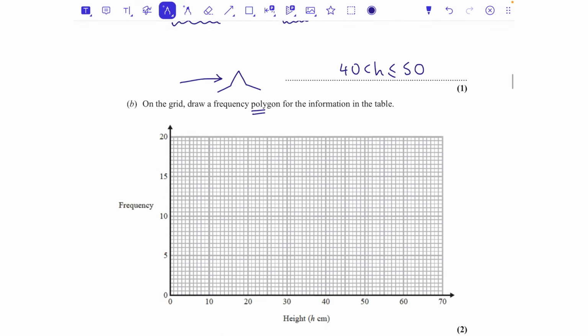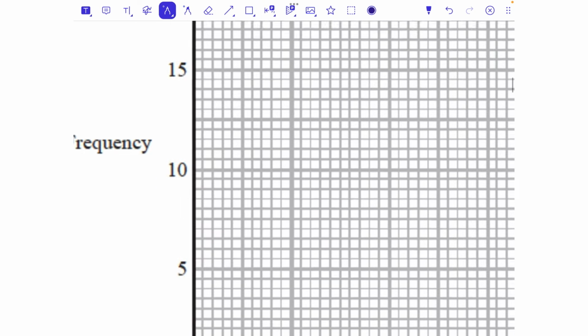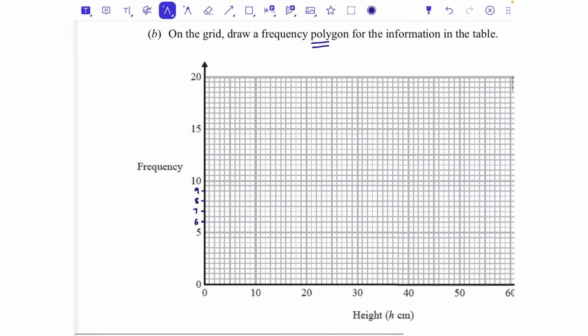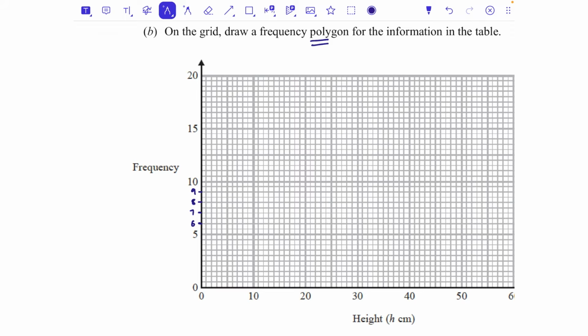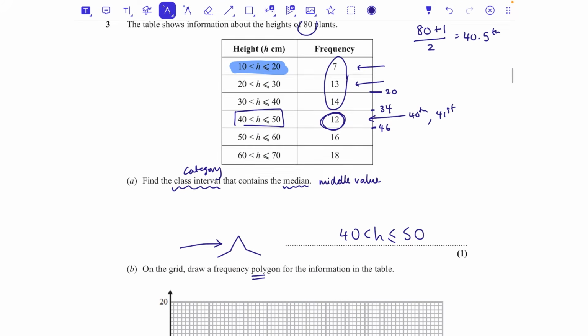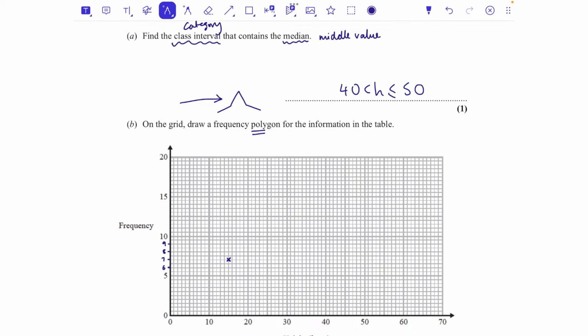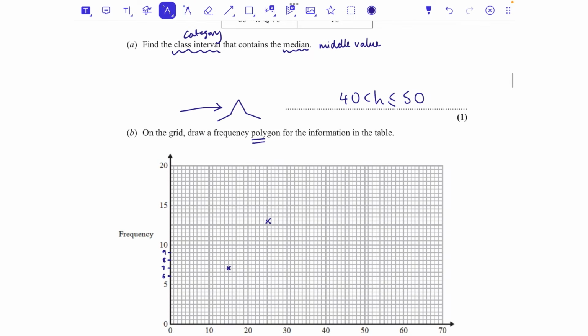So 15 goes up to 7. Be really, really careful. That's 6, that's 7, that's 8, that's 9. A lot of students just go up 2 squares from 5 and think that that's going to get them to 7. It's actually 4 squares higher in this case. So we're going to go to 15 and up to 7, which would be there. Next point is going to be 25, because that's in the middle of that category, going up to 13. So that's going to be 11, 12, 13 there. Next one is 35 and up to 14.